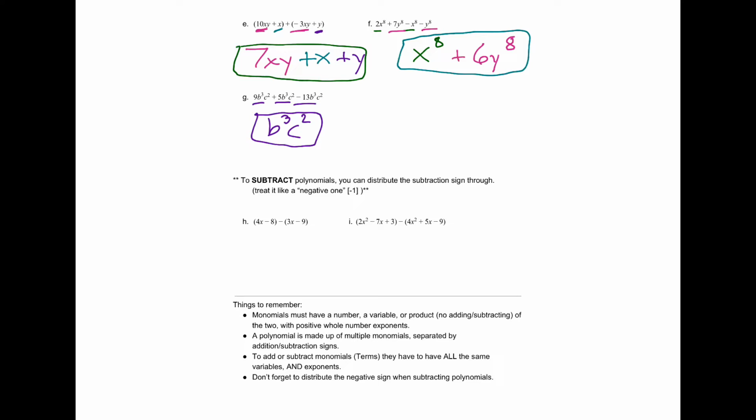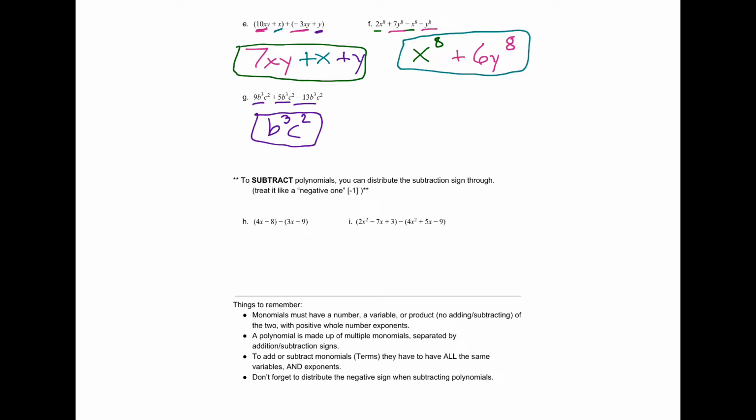And then the last one, this one looks super challenging, but it's actually very basic. We'll see these are all b cubed c squared. Because they're all monomials, there's nothing being added or subtracted within it, it's just being multiplied. Because they're all the same monomial term, b cubed c squared, we just add and subtract them. So 9 plus 5 is 14. 14 minus 13 is 1. Once again, we could put the 1 b cubed c squared there, or just b cubed c squared.